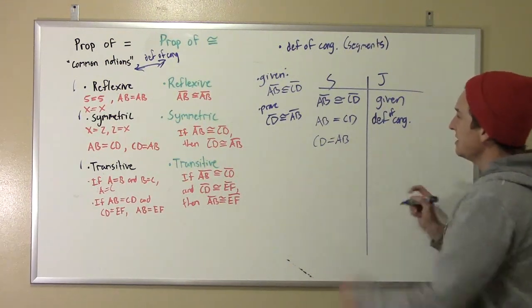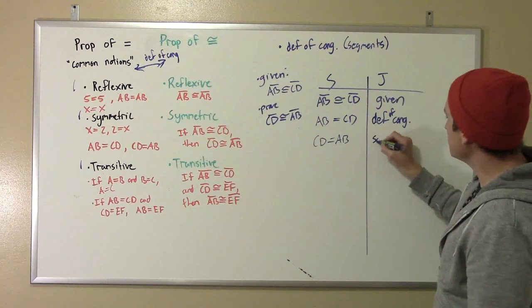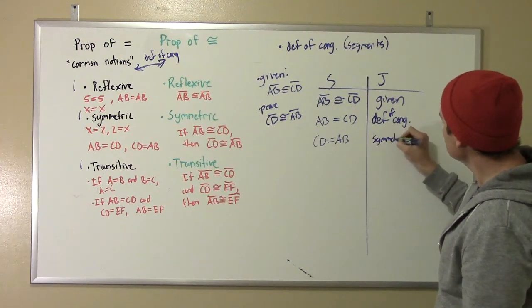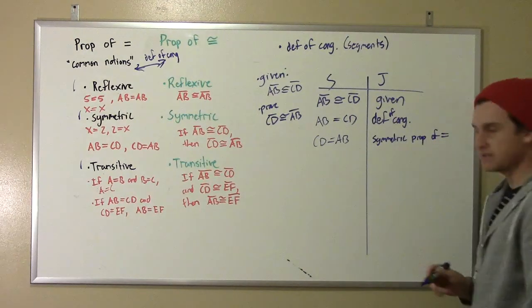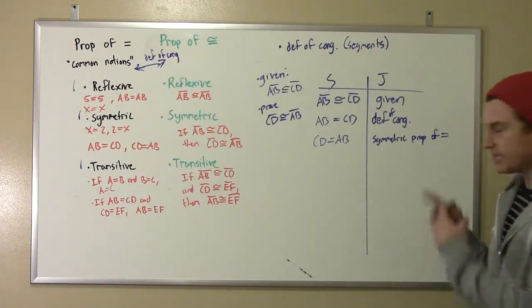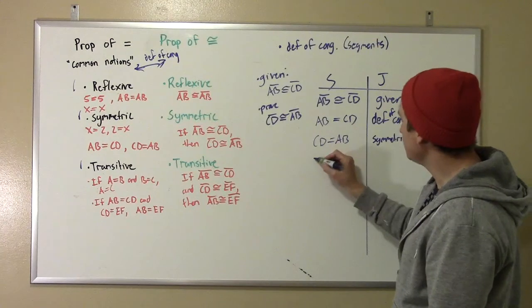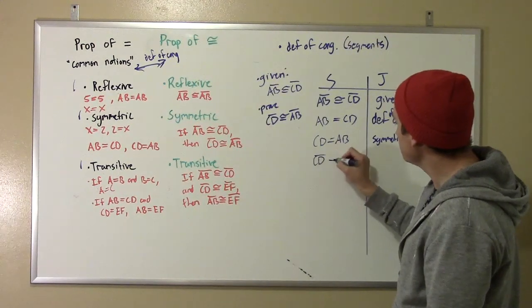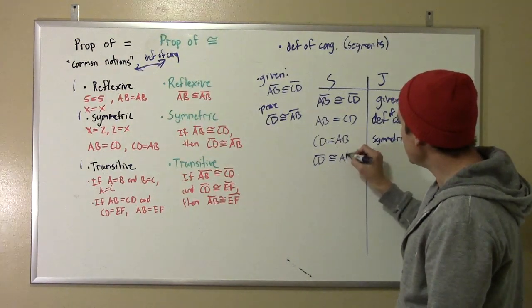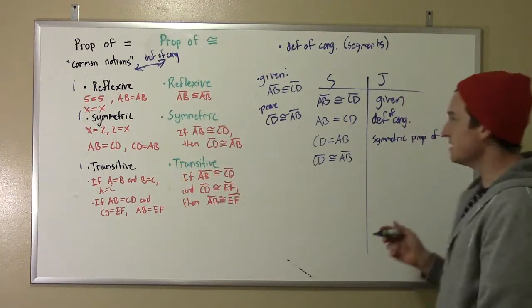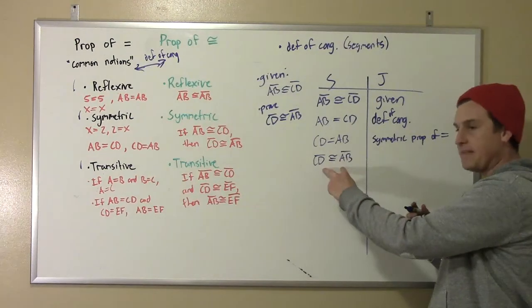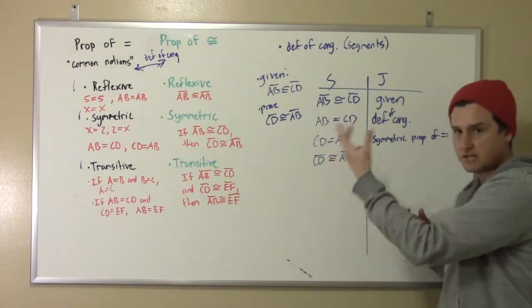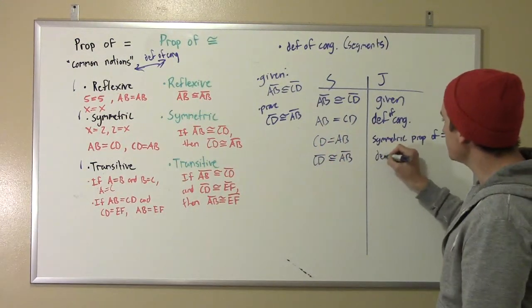So in this case, the reason for doing this is I have a symmetric property of equality that allows me to do this, right? And now I can switch right back to congruence again. So that means that CD is congruent to AB. Why? Because of the definition of congruence, right? If two segments are equal, then they have to be congruent because that's what congruent is. So we do another definition of congruence.